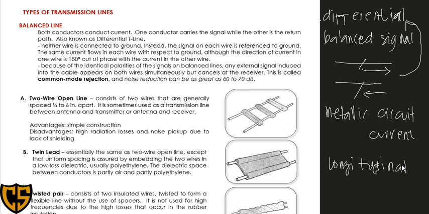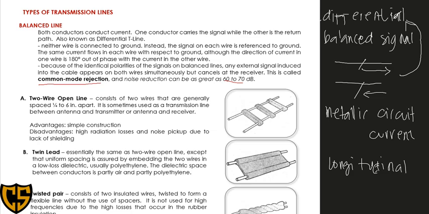Thus, because of the identical polarities of the signal in the balanced line, we have a property of the balanced line which is CMRR, or the common mode rejection ratio. It ranges from 40 dB to 70 dB, but high values are from 60 to 70 decibels.